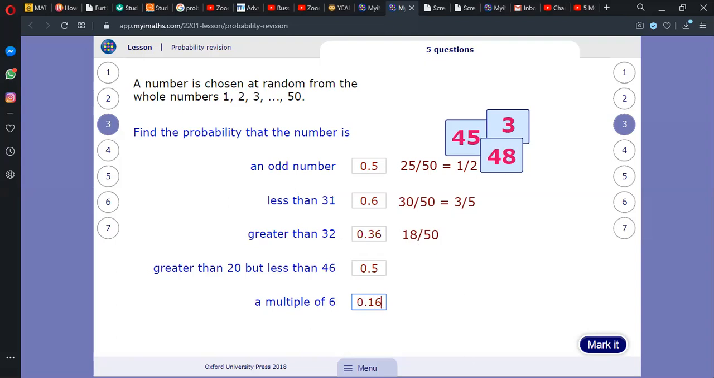0.16. So let's see if we didn't make any mistake. All correct. Well done, guys. So that is how that goes. Moving on.